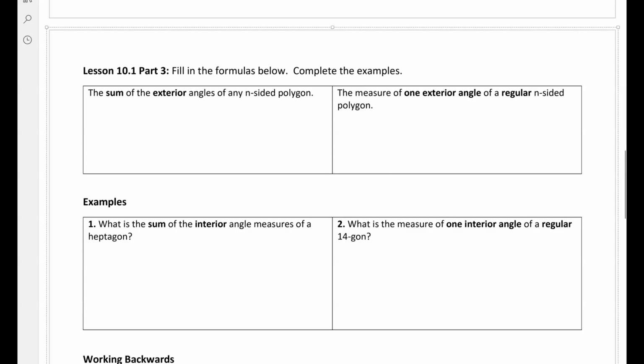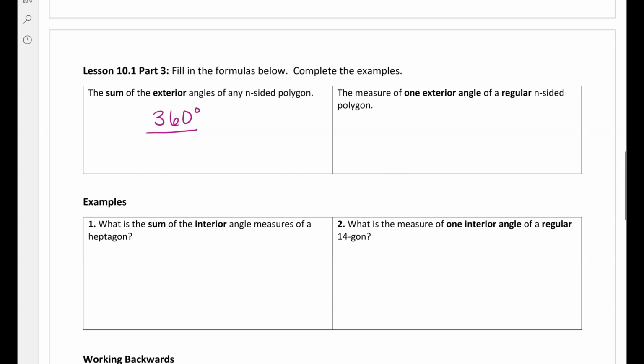All right, we're gonna finish out our examples that are on that second page. So we learned that the sum of the exterior angles of any n-sided polygon, so any polygon of any size, is 360 degrees. So it doesn't matter what n is, no matter how many sides there are to the polygon, that's going to be what the exterior angles add up to.